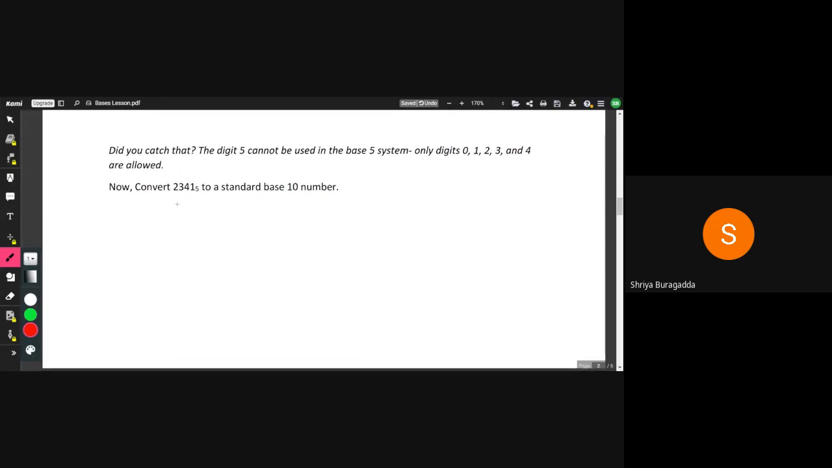Now for the real question, let's do 2, 3, 4, 1 in base 5 and convert it to a base 10 number. I will give you guys until 3:15 to solve this one. It should be pretty much the same way you did the 2, 3, 4, 5, except I just changed the last number. So it should be pretty much the same.